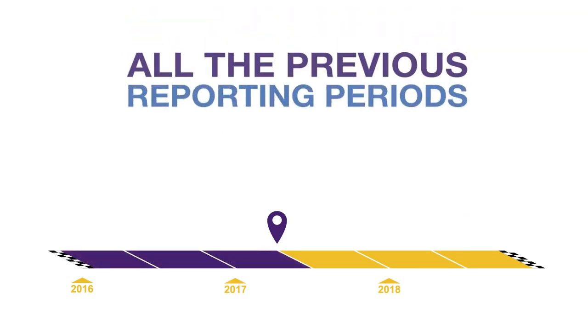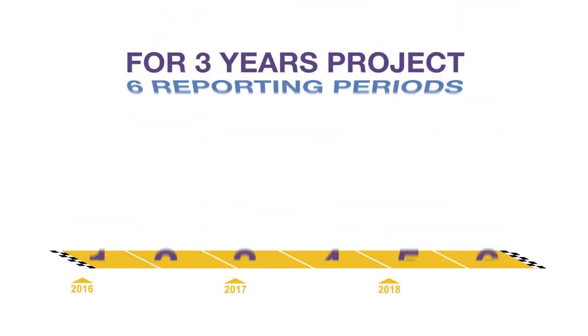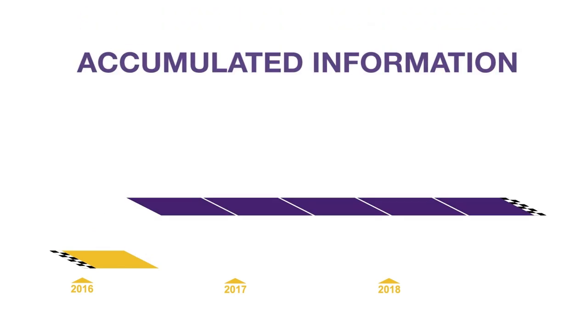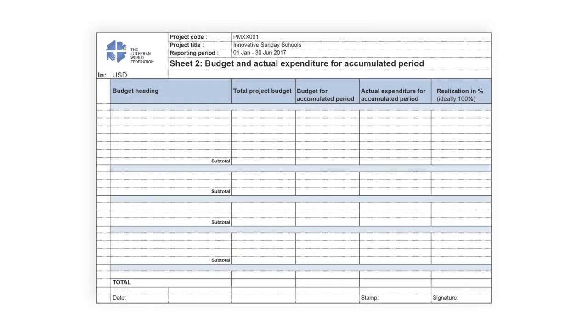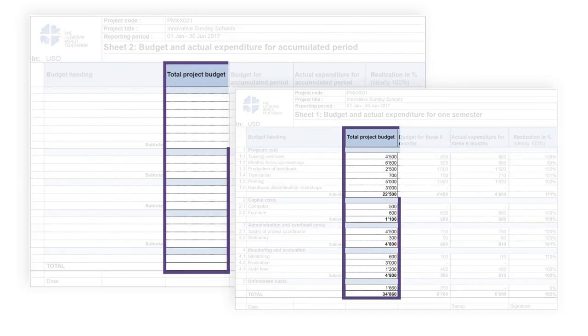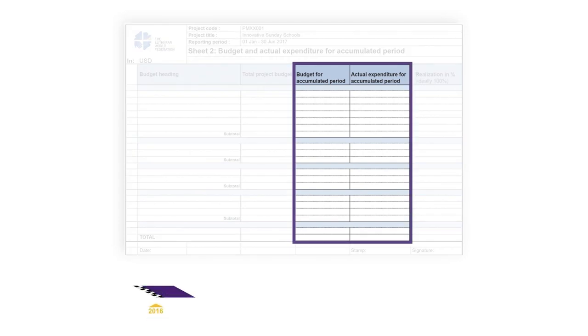For example, if your project lasts for 3 years, there will be 6 reporting periods in total, 5 of which will require accumulated information, period 2 to 6. This sheet looks very similar to sheet number 1. And some of the figures are the same, for example, the total project budget. The difference is that the provided figures will include the budget and the actual expenditure so far.